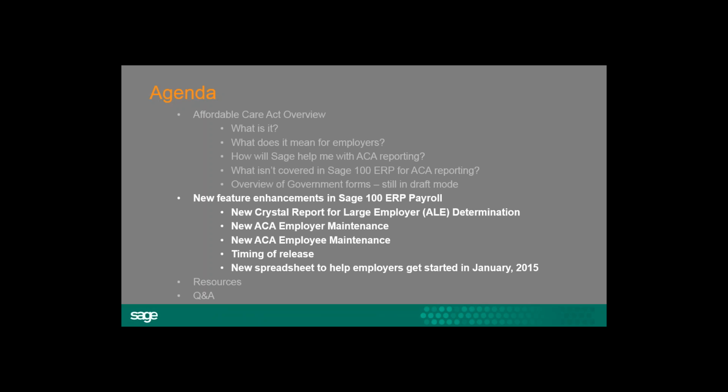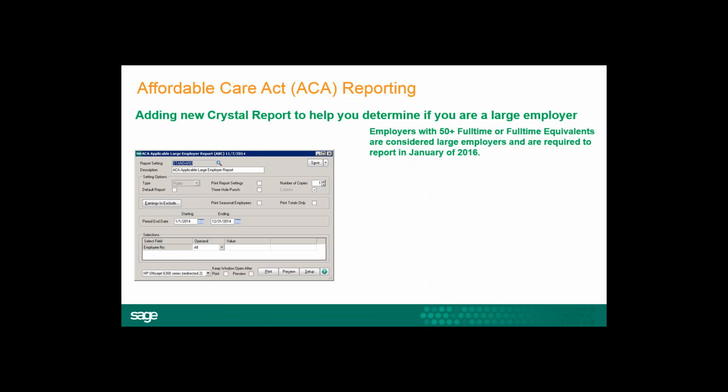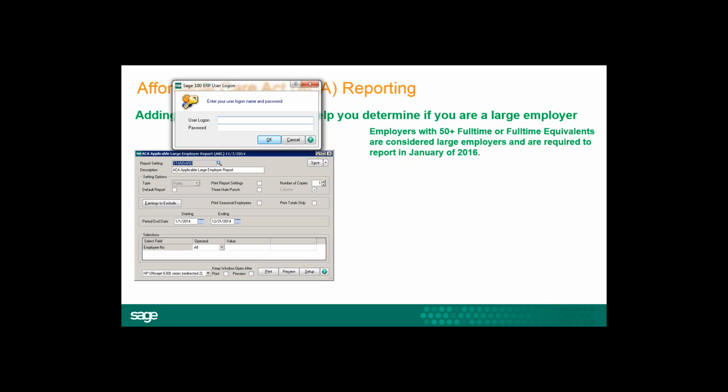So let's turn and talk about Sage. In Sage, there is a new report underneath the menu, providing you have the patch, the service update for version 2014 and 2015. Underneath your reports, underneath your Sage menu, you will have a new menu called ACA, and I'm going to show you what that looks like. Give me one second to load it.